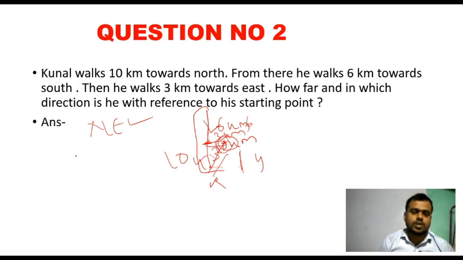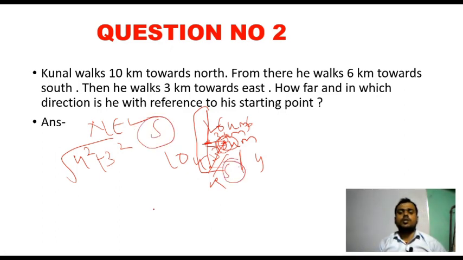So the remaining part is what? According to Pythagoras theorem, 4 squared plus 3 squared, under the root. Now this is 5. So the answer is 5 kilometers in the northeast direction. This is the answer. Now you can clearly solve this question.